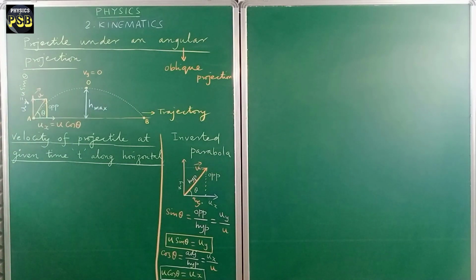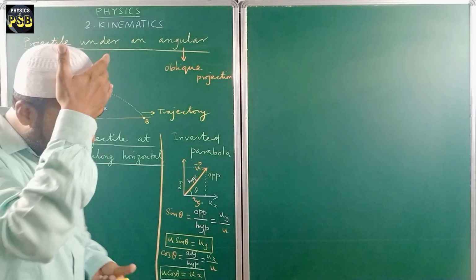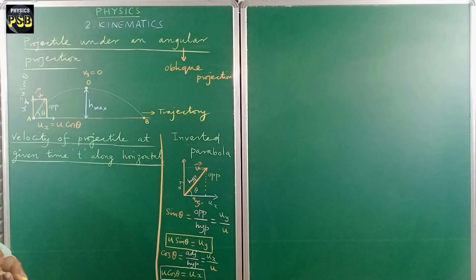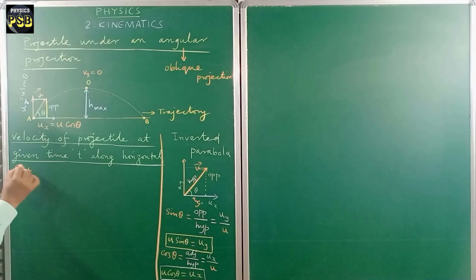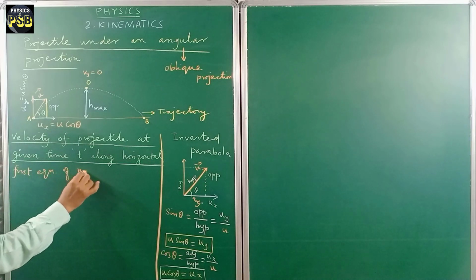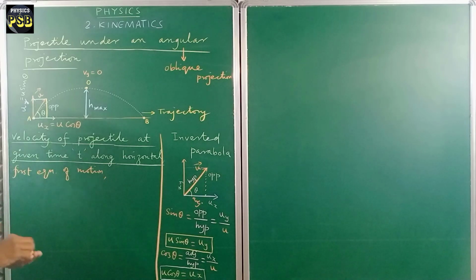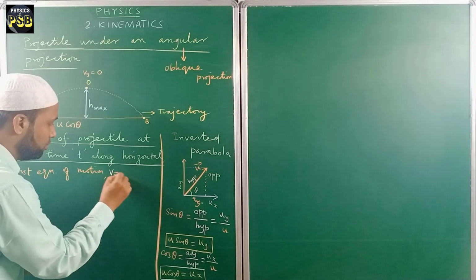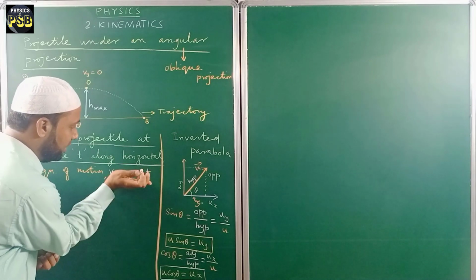For that I use the kinematic equations of motion. What are they? The first kinematic equation of motion is v equals u plus at. The second one is s equals ut plus half at square, and the third equation is v square equals u square plus 2as. Now I'm going to use these three equations here. I'll start with the first equation of motion, which is v equals u plus at.